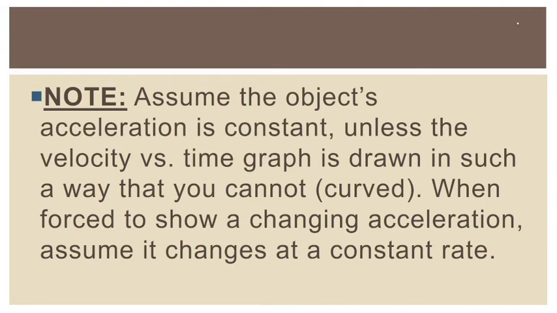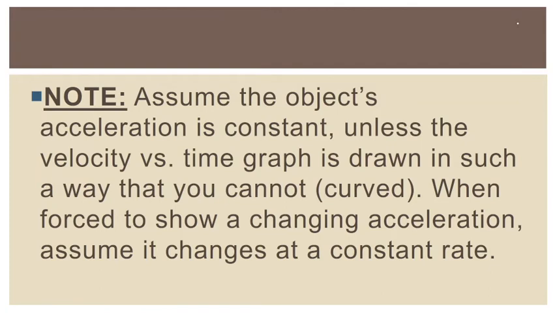If there's a velocity versus time graph that's curved, then you can't get around that. But if there is a position versus time graph that's curved, which remember, position versus time graphs are always curved for accelerations, then assume the curve is curving in such a way that the acceleration is constant. Because it's impossible to tell that without numbers, right?